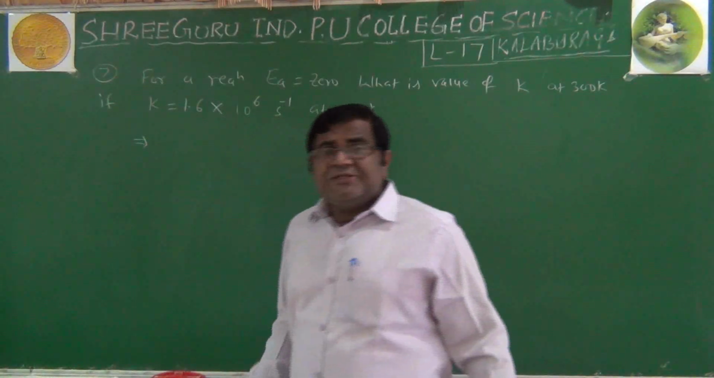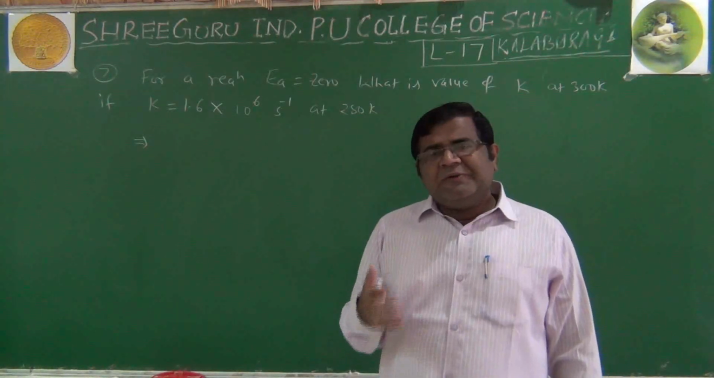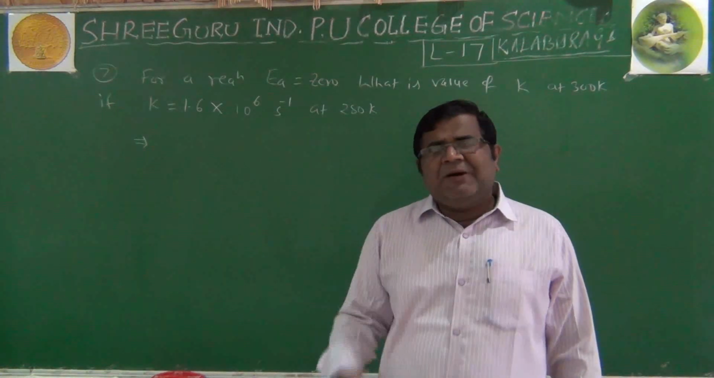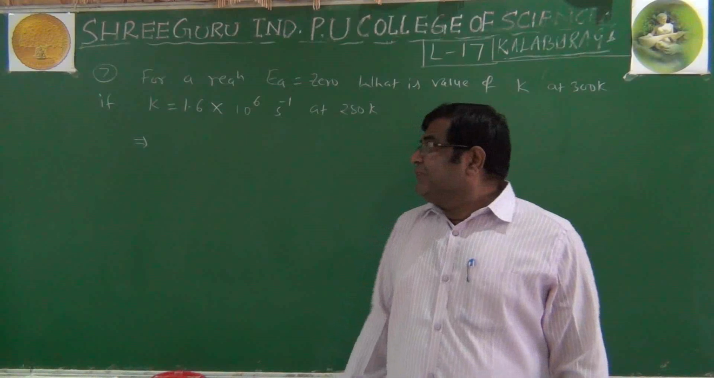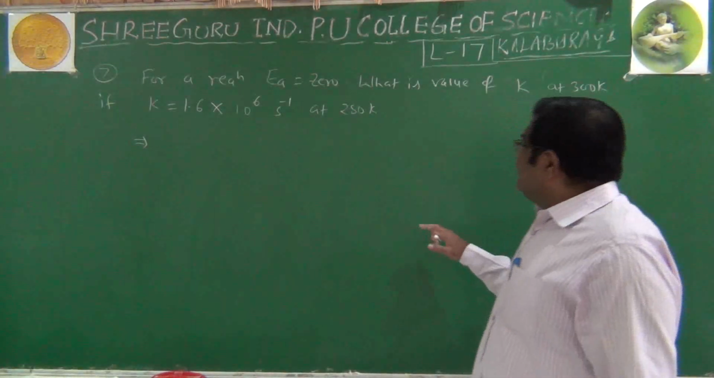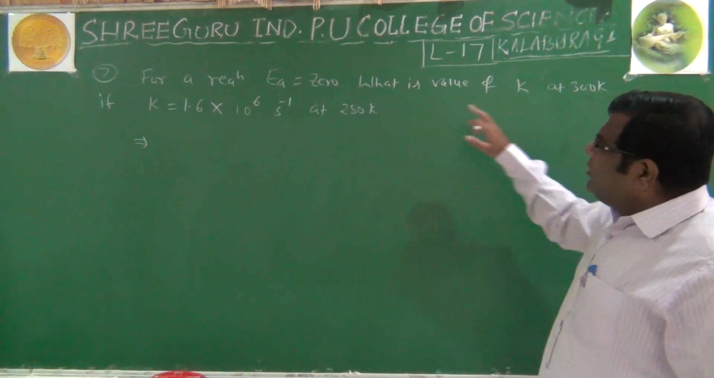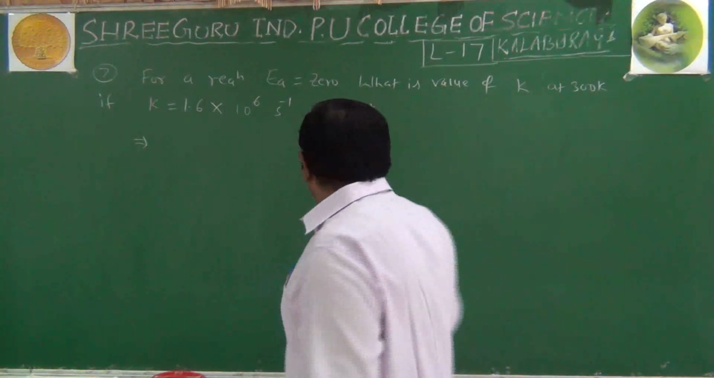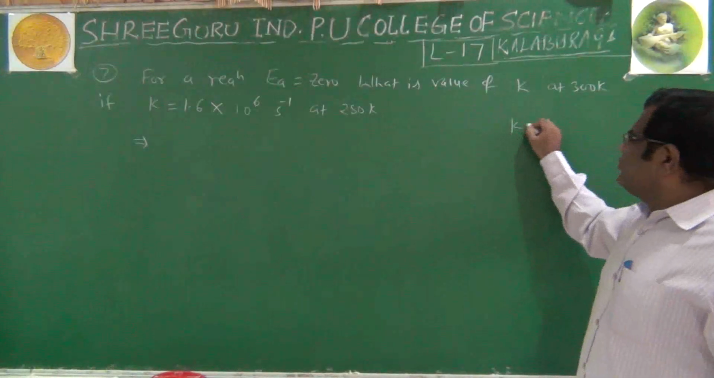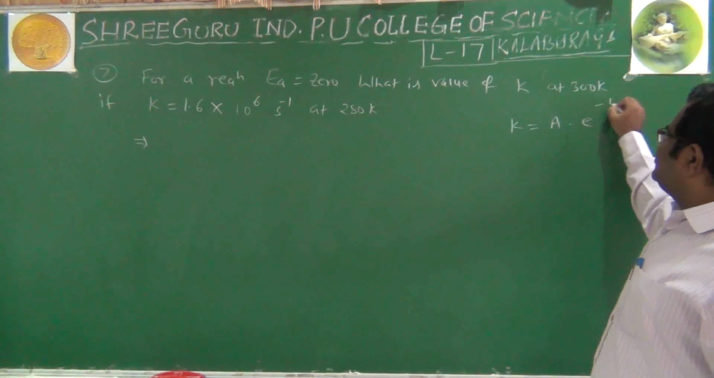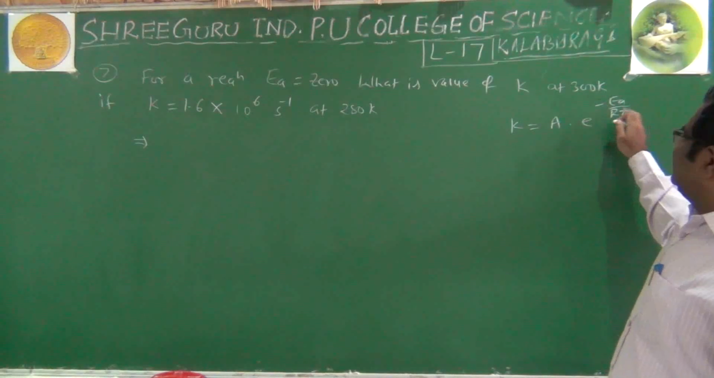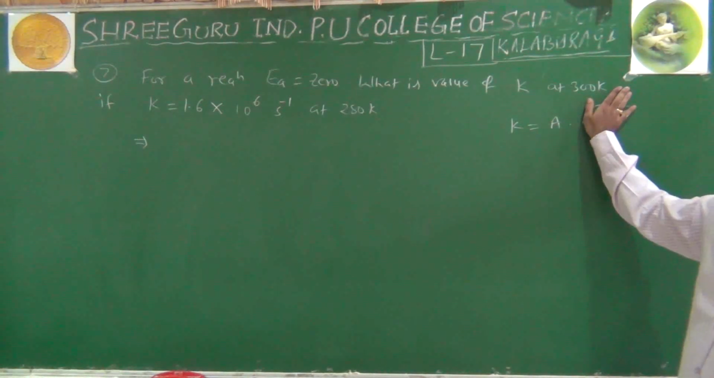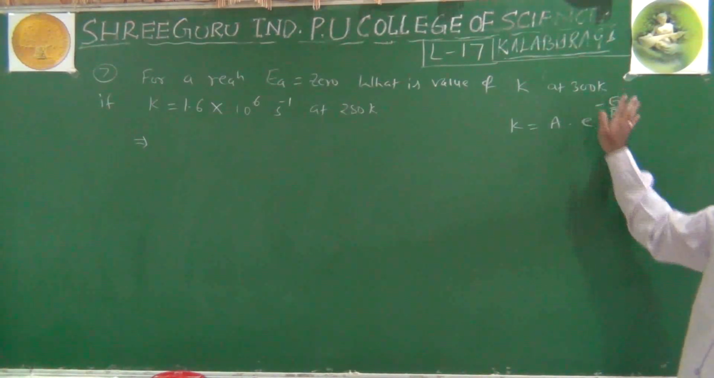Now activation energy is 0 means all the molecules are already activated. All the molecules will take part in the reaction, and if such is the case, the rate constant becomes independent of temperature, because we have this equation K equals A e raised to minus Ea by RT. If that term becomes equal to 0, this K becomes equal to A, which is constant.